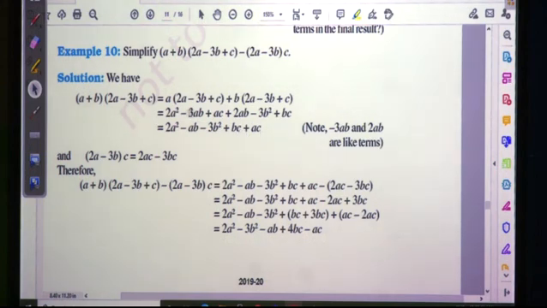What are the like terms? Minus 3ab plus 2ab. So it became minus ab. Here it is explained to us: note minus 3ab and 2ab are like terms. And after that, the next part, 2a minus 3b, it is in bracket. After the bracket it is c, means we have to multiply by c to both the terms. It becomes 2ac minus 3bc.